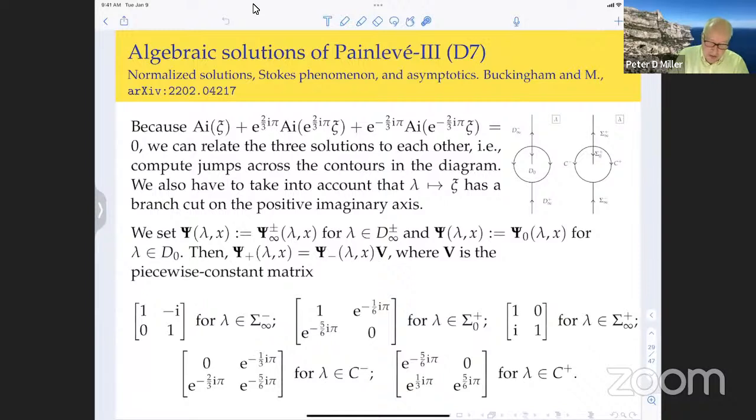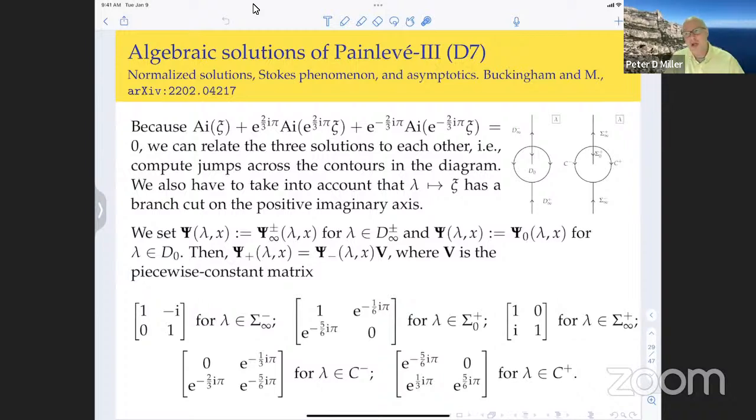Now, because the 3 Airy functions add up to 0, because they're not independent, we can relate the solutions to each other. So in other words, we can compute the jumps across the boundaries of these curves. So that's some jump contours. So they have some notation here. So C plus and minus are the 2 pieces of the circle. And then we have sigma infinity plus minus, the parts that are unbounded. And there's also this sigma 0 plus that goes to the origin like that.